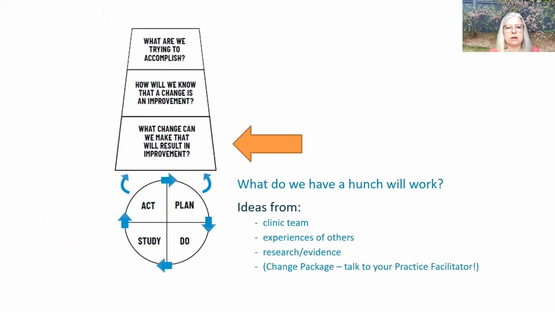So then we want to look at what changes can we make that will result in an improvement? What's our hunch? What do we think will work? And this is where you want to have a discussion with your improvement team. You can get ideas from the different people in your clinic, other clinics, research or evidence, and also practice facilitators are really helpful. They've worked with other clinics. They've got lots of great ideas too.